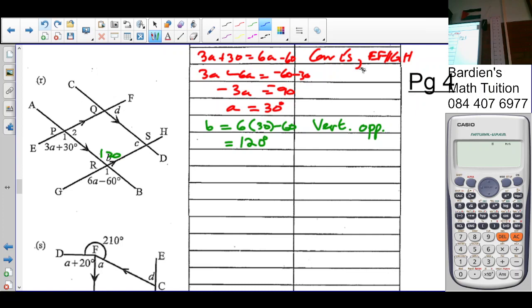Nice. C, how are you going to calculate C? Co-interior. So 120 plus C is equal to 180. The reason? Co-interior angles, with AB being parallel to CD. So C is going to be 180 minus 120, which is 60 degrees.